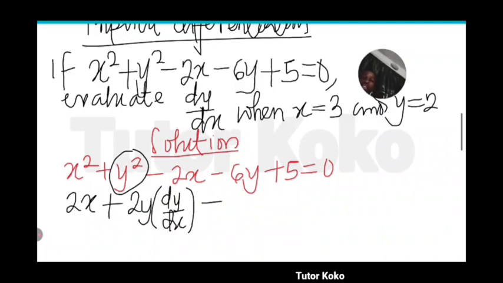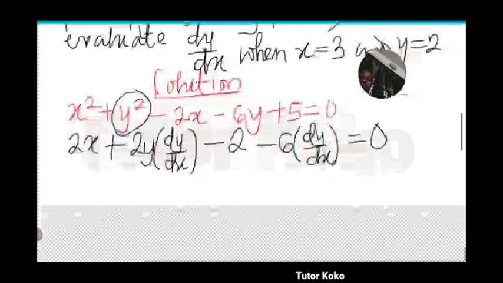If I differentiate 2x, I'm going to get 2, minus. Now let's differentiate 6y. If I differentiate 6y, I'm going to get 6, then that y itself means dy/dx. Then if I differentiate 5, that's 0. Then everything is equal to 0.